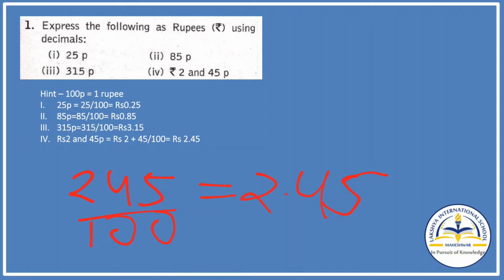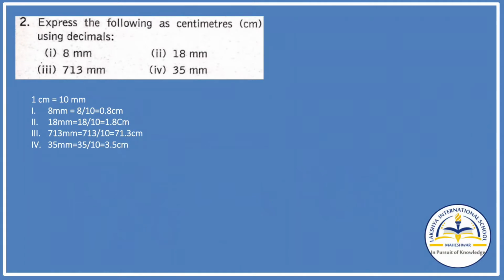Now we will solve question number 2. Express the following as centimeters using decimals. Now the value is given in millimeter, and we know that in 1 centimeter there is 10 millimeter. So for the first, 8 by 10, it means 0.8 centimeter. Now for second, 18 by 10, it means 1.8 centimeter.